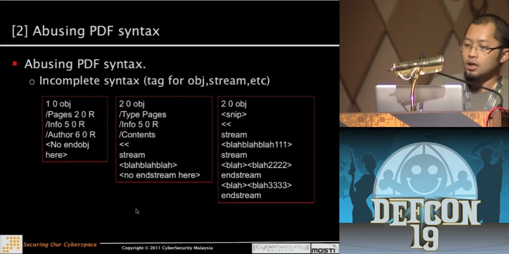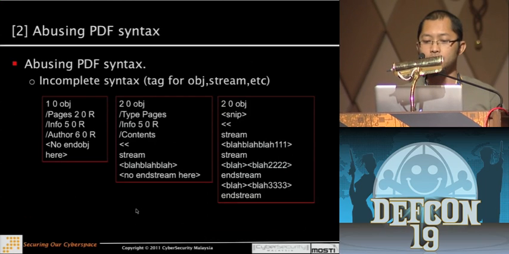Okay. Another thing is, like I mentioned earlier, you can abuse incomplete syntax, for example object streams. For example, this is object 1. We start with 1 0 obj, so you pretty much expect it to end with endobj. But if you don't have an endobj, that's no problem. Your PDF application will just load it fine. But if you build your own parser, you need to know where to stop.